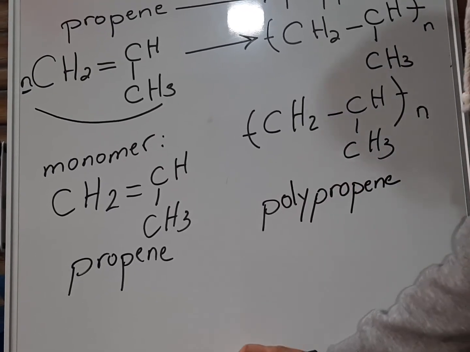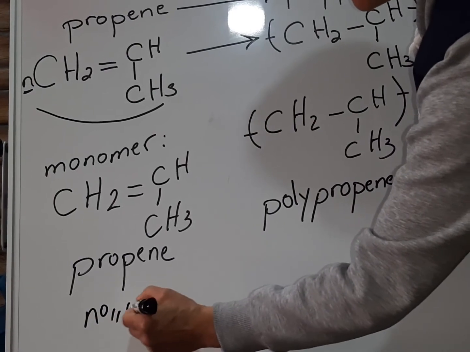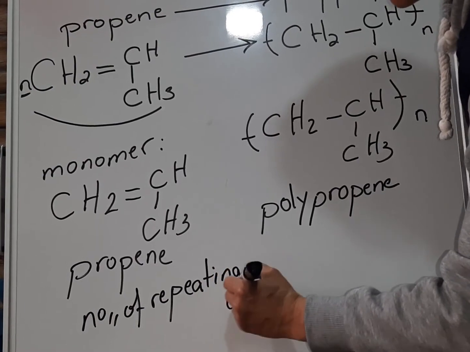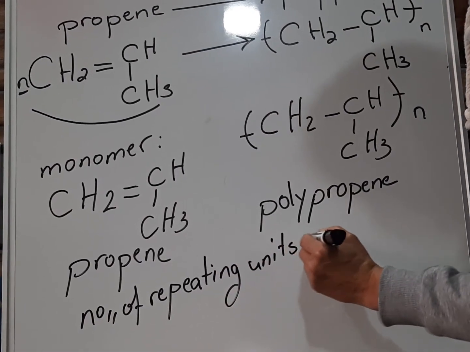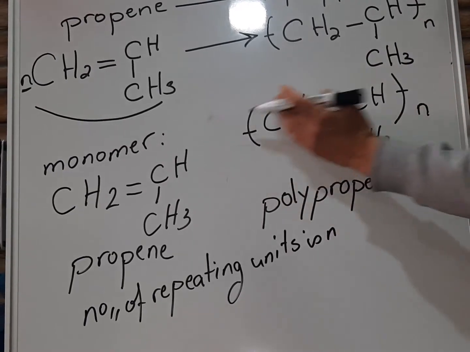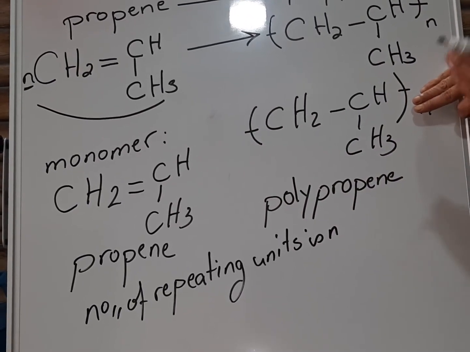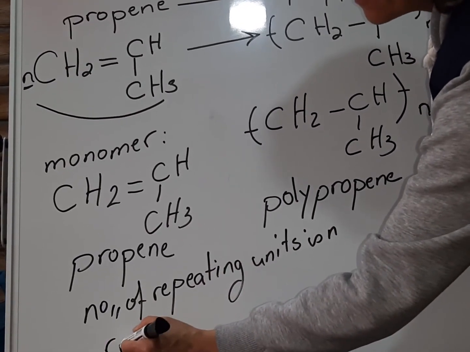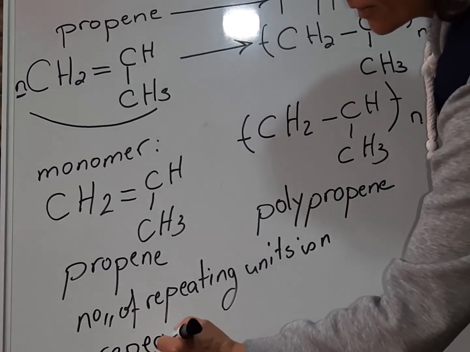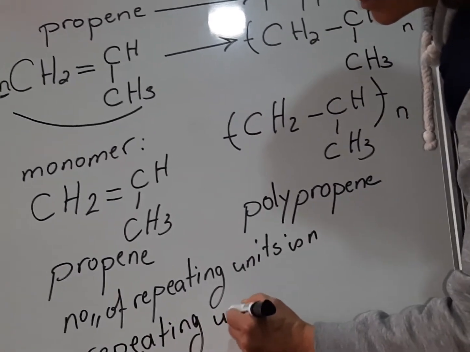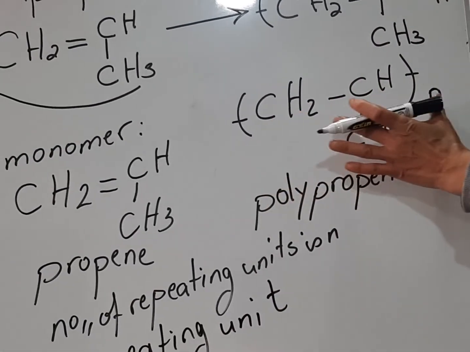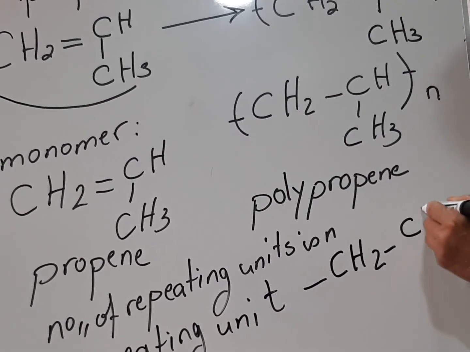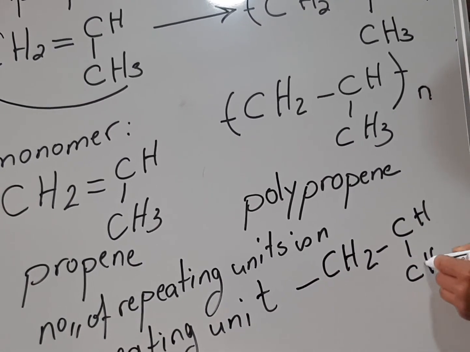Now, the number of repeating units is N. And the product without N is known as the repeating unit. So if you are asked to write the repeating unit, you simply write the polymer but without N, which is CH2 bond CH bond CH3.